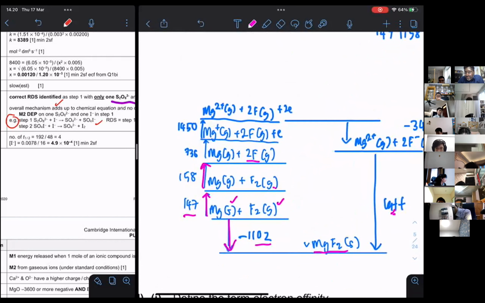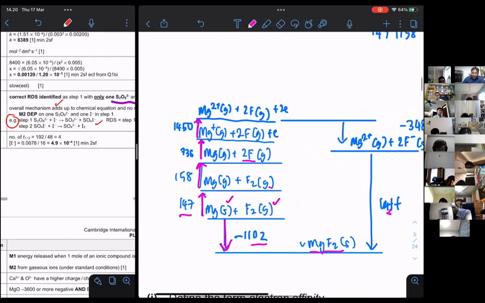So slightly different than the previous example that we have done. I am going to use 2F, so I no need to divide by 2. And then, okay, what is this one? This one, you look at your data booklet also. Your first ionization energy, 736, for Mg. This is going to be your second ionization energy to give you Mg2+.